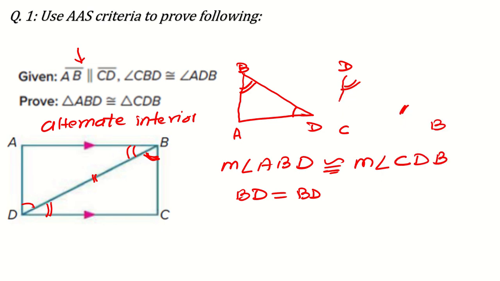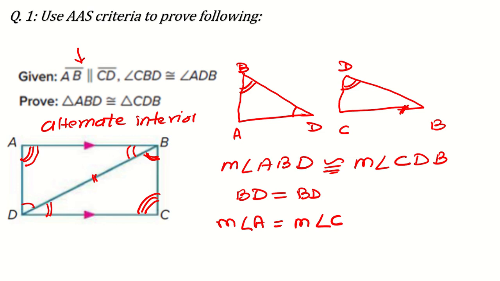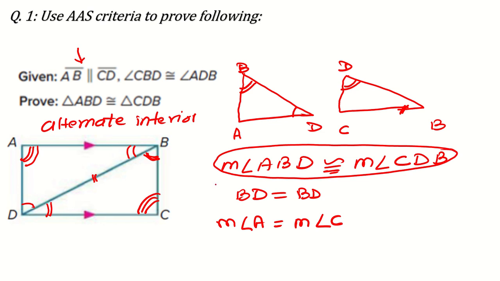See, in this triangle, if two angles are equal, then definitely the third angle will also be equal. So it means measure of angle A will be equal to measure of angle C. This angle will also be equal. Why? Because their sum has to be equal to 180 degrees. So when two angles are equal, then definitely the third angle will also be equal. So we will not mention this line, we will not mention this part. Why? To apply AAS criteria.